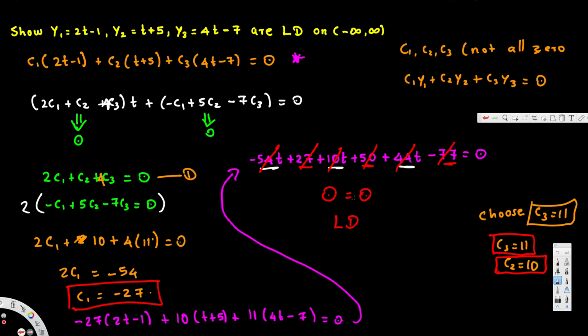Now whenever you try to show linear dependence, you shouldn't use the Wronskian. If you want to show linear independence, then you can choose the Wronskian. If you want to show linear dependence, this is the best method to do that. Also, I will explain why you cannot use the Wronskian for this in the next video.